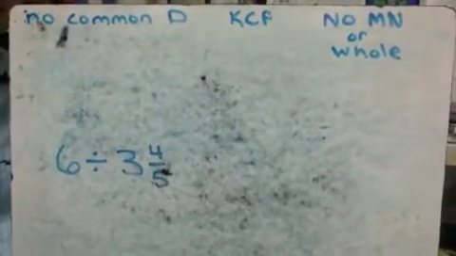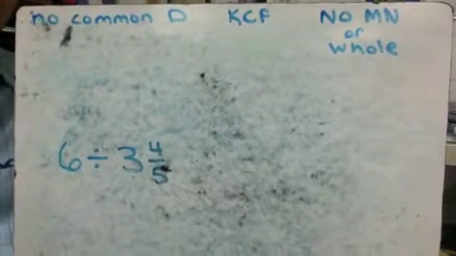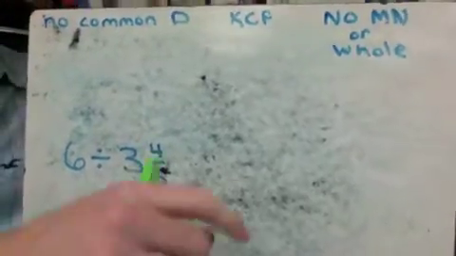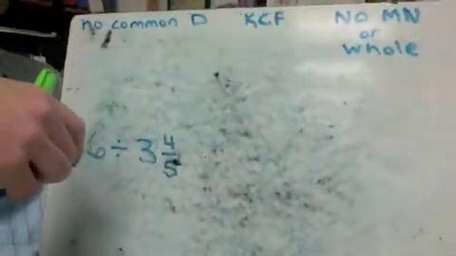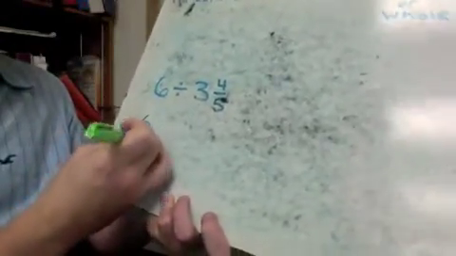All right, last one before you do some on your own here. We've got 6 divided by 3 4/5. Okay, 6 divided by 3 4/5. So we got to format this right, meaning we can't have any whole numbers and we can't have any mixed numbers. So the 6 is easy. That's just 6 over 1.